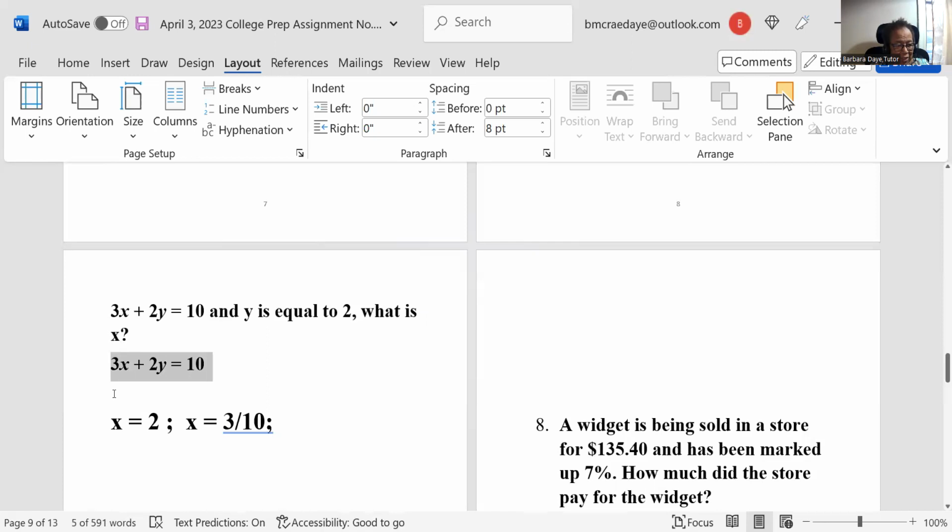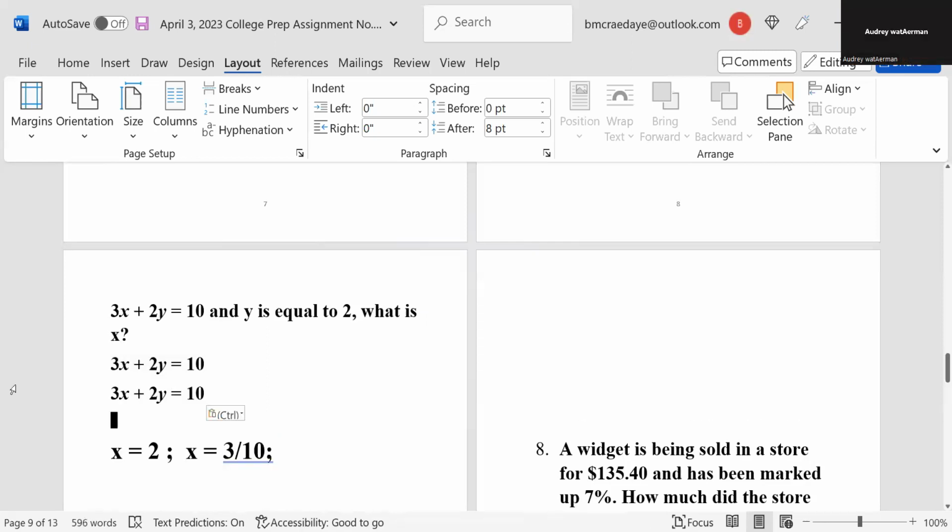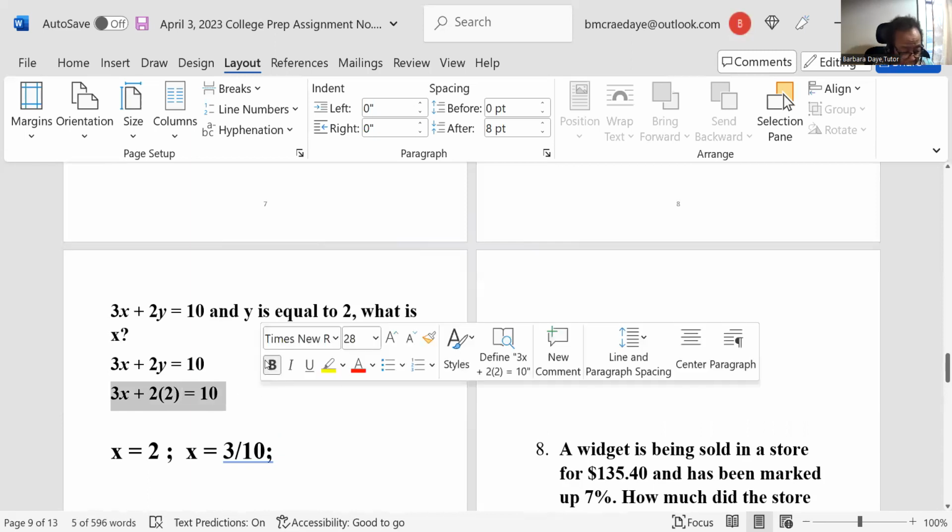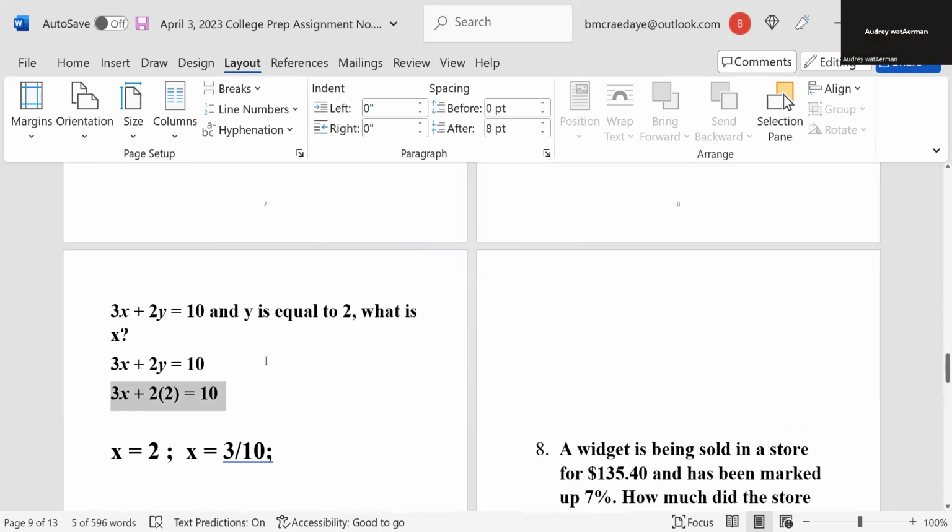What is X? So let's just put the 2 here for the Y. So that's 2 times 2, right? 4. Audrey, did you get that? Maureen, you got that for 4y? Okay, so 2 times 2 is what, Maureen? What's 2 times 2? It's 4.